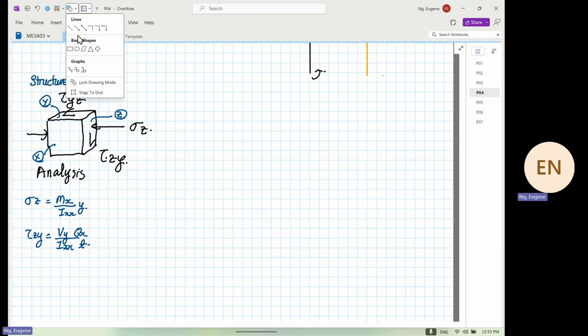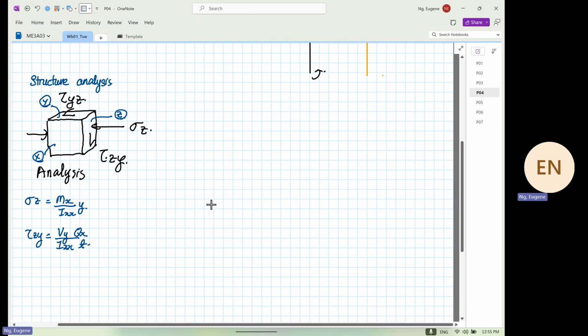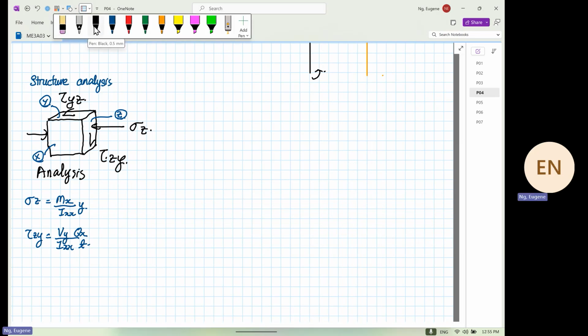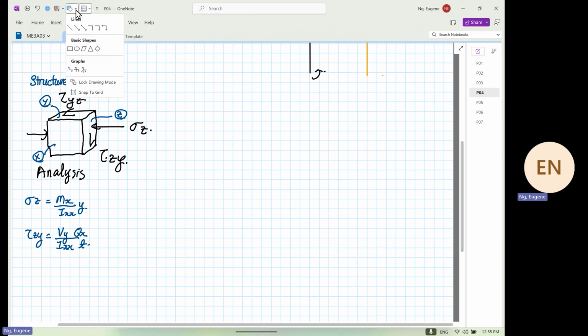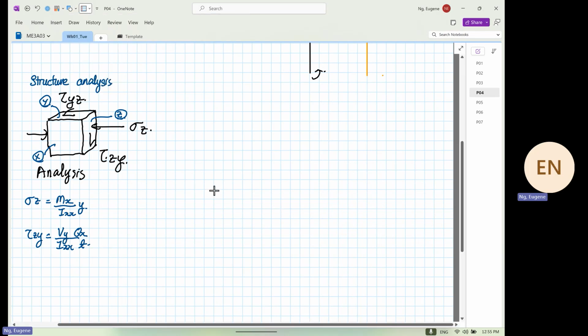So from here, again, we start drawing what? Mohr's circle. Again, don't worry if you cannot remember. I will start from ground zero.